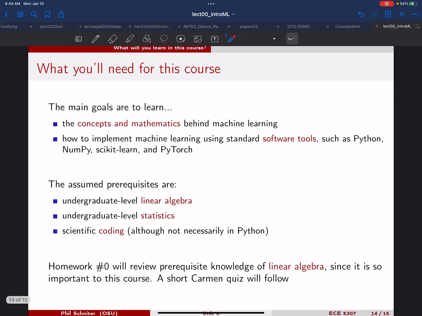So, what do you need? We want to learn concepts and mathematics behind machine learning, but we also want to understand how to implement these things efficiently using standard software tools. So we're going to learn about Python, NumPy, scikit-learn, and PyTorch. Both these things are super important because if you're really good at the software but you have no idea what you're doing, you're not going to be very successful, right? At the same time, if you know all the theory but you can't put it into code and actually do something with it, you're not going to be very successful either. You really need both of these pieces here.